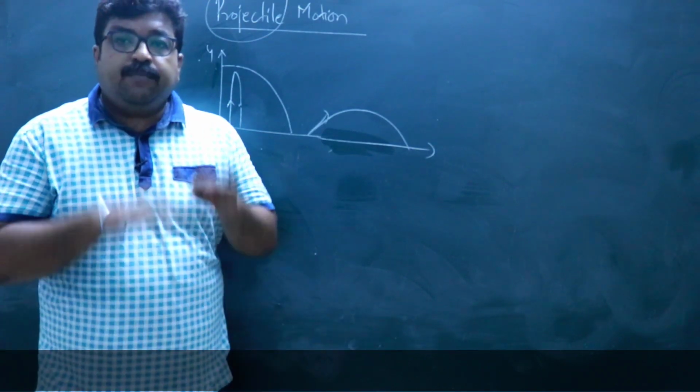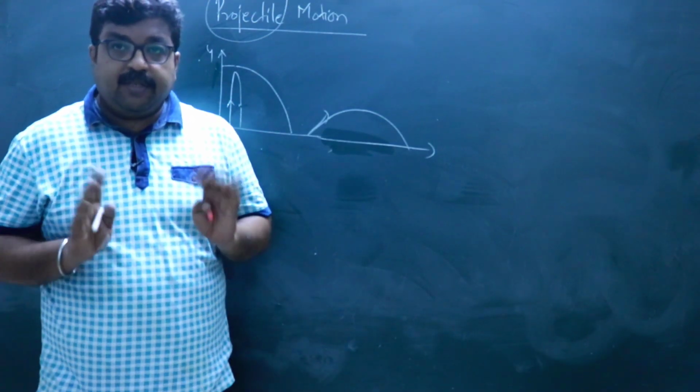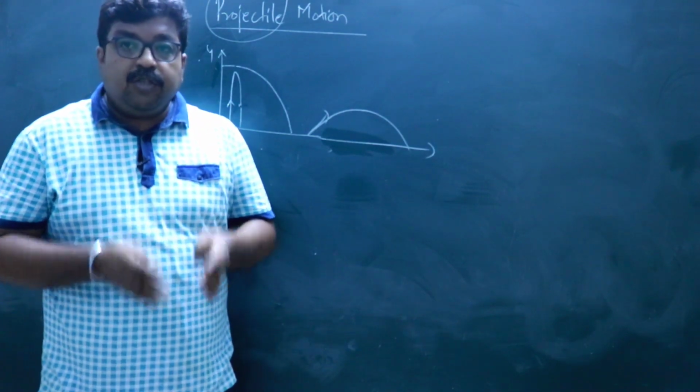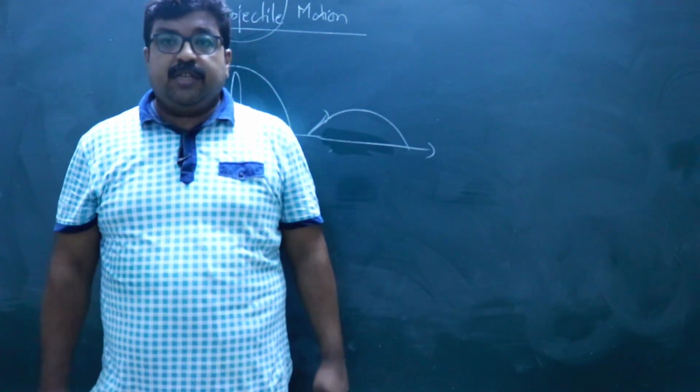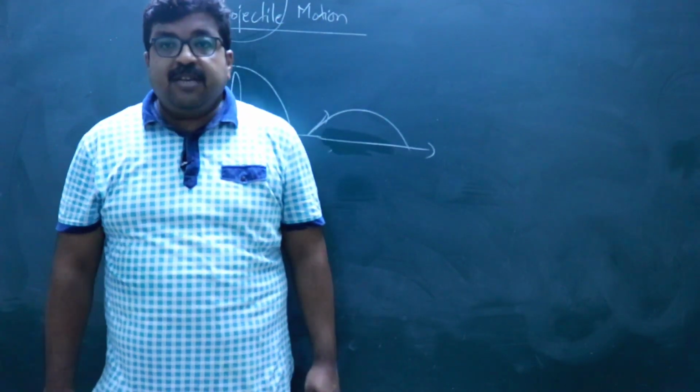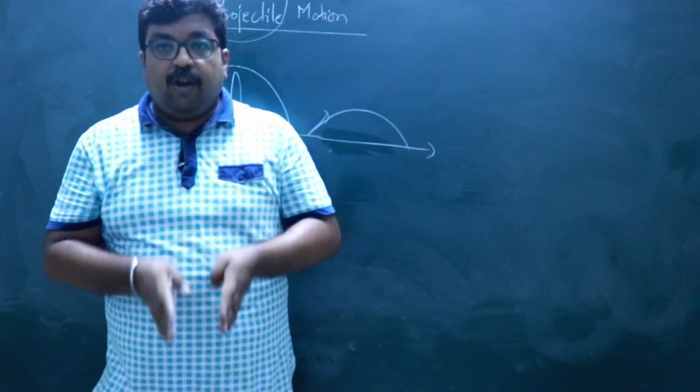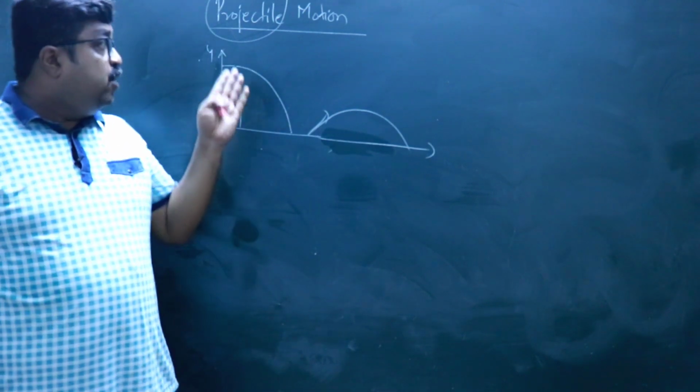Now see, it goes up and then it comes down. This is what happens. Okay, now it goes up, that means it is moving against gravity. When it comes down, that means it is moving towards gravity. Okay, so the gravitational force is going to act along the y-axis, along the vertical direction.